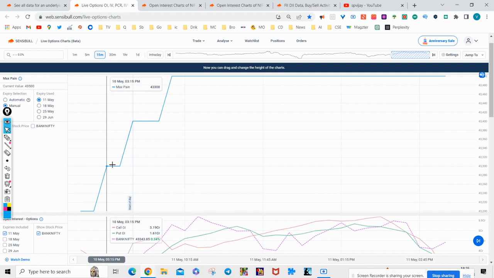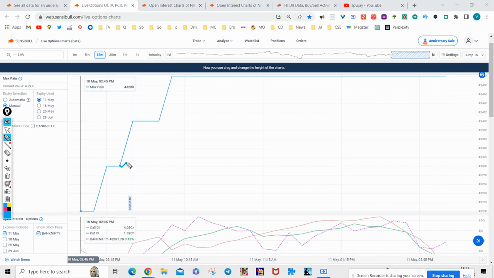See, this level is 43,300 first, and then 43,400. Yeah, this is the start of the day. Actually, you can see the start of the day is from this line. So at the opening, max pain was 43,400, right? So max pain was 43,400, but it increased.